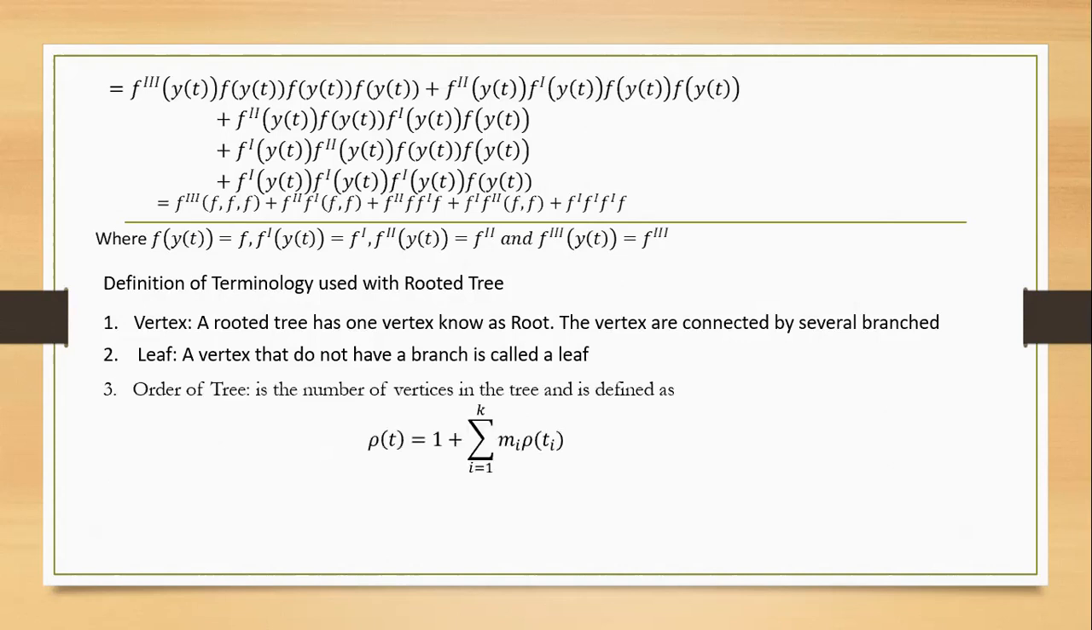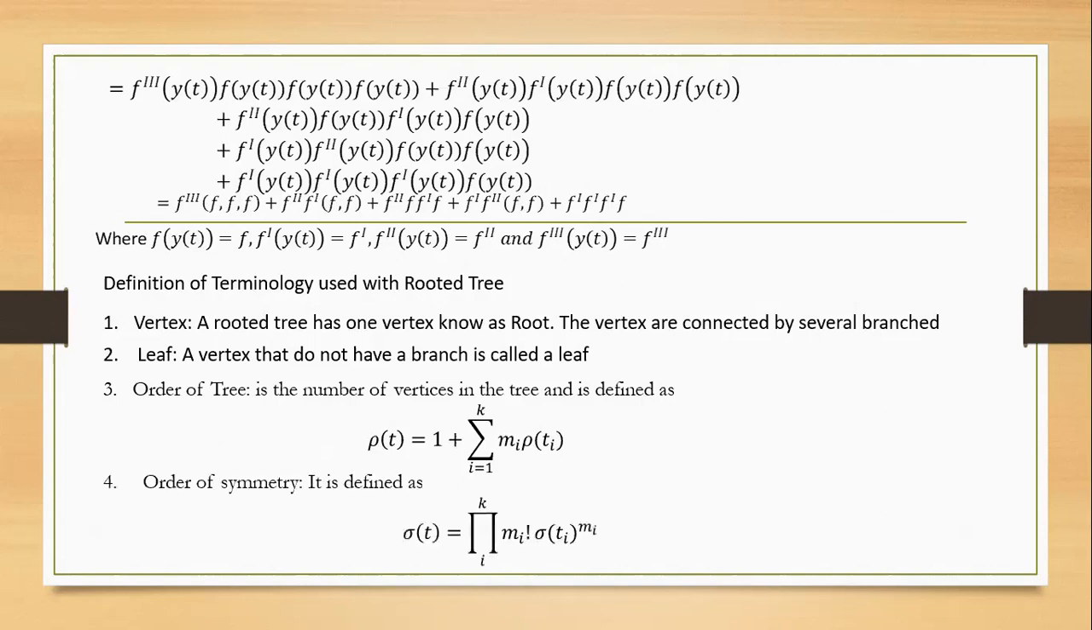Then we want to look at order. How are we going to get the order of a tree? The order of a tree is the number of vertices in the tree and is defined as rho. I use rho to represent my order, which equals 1 plus the summation from i equals 1 to k of m_i, where m_i is the multiplicity of the tree, in case we have identical trees. The rho of t_i is the leaf. We must break the tree down until we get to the last leaf, which is the point without branches.